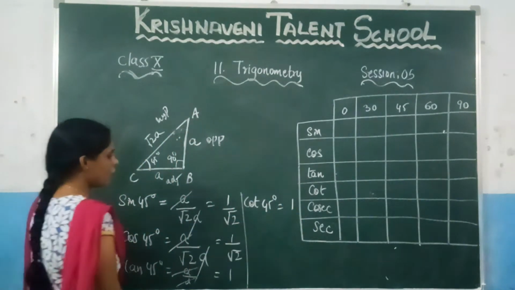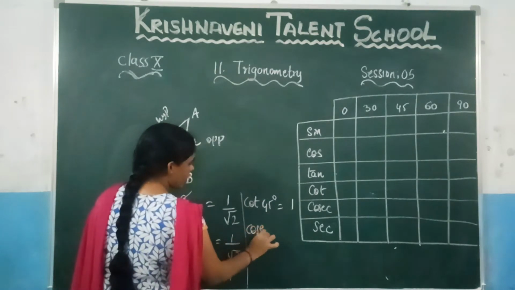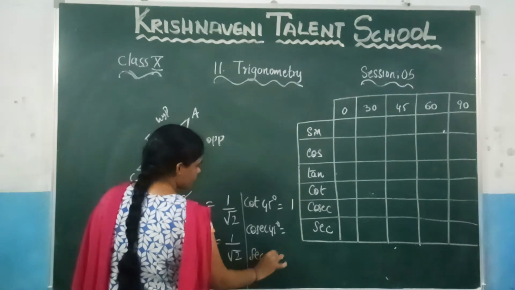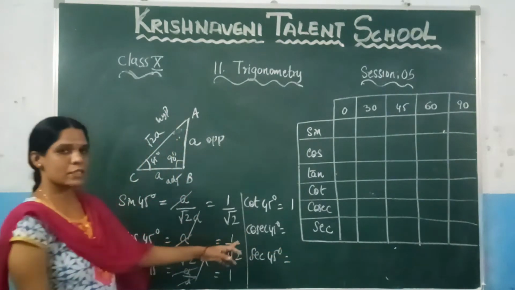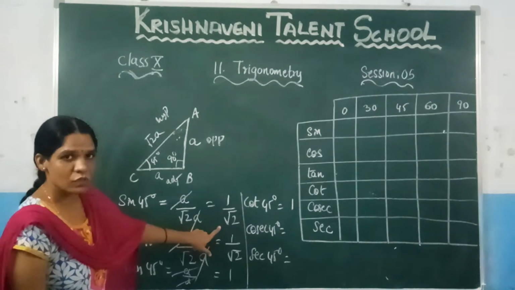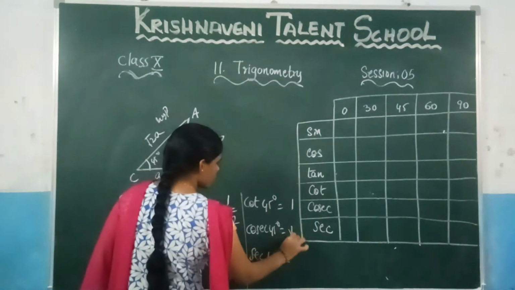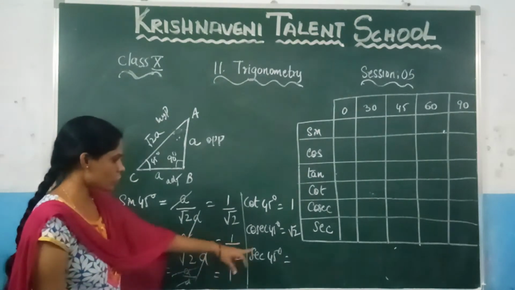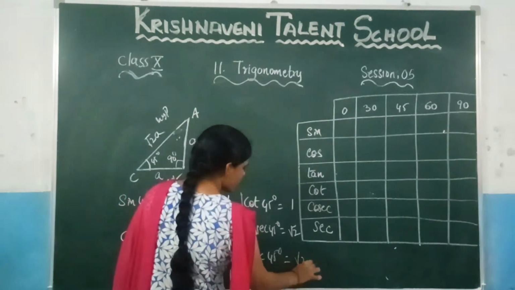And now find the value of cosecant 45, and after that secant 45. Cosecant is the reciprocal of sin theta. So 1 by root 2. What is the reciprocal of this one? Which is nothing but root 2. And what is the reciprocal of cos? Again 1 by root 2. So you will get this value as root 2.